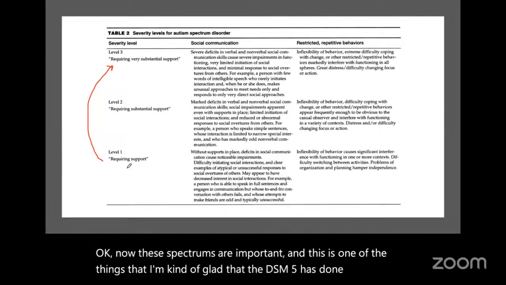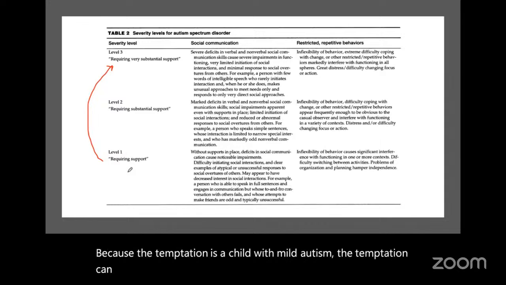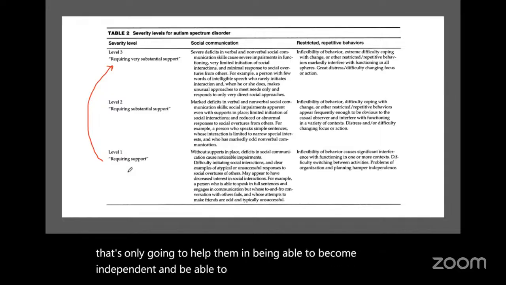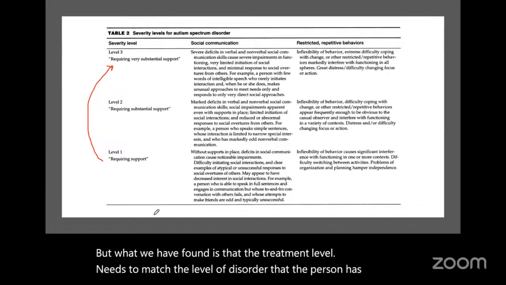Okay, because the temptation with a child with mild autism can be to throw every service you can at that child, because that's only going to help them become independent and function within society. But what we have found is that the treatment level needs to match the level of disorder that the person has in order to be successful.